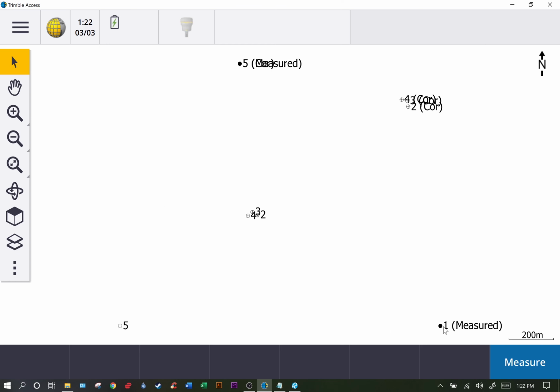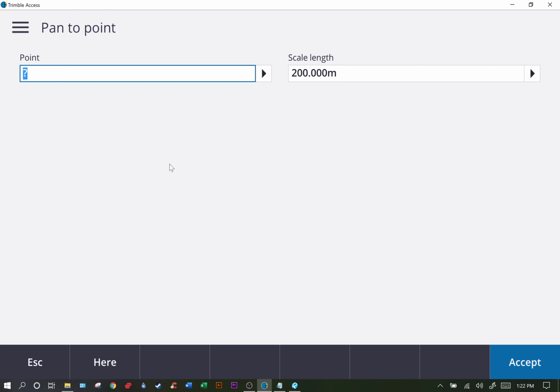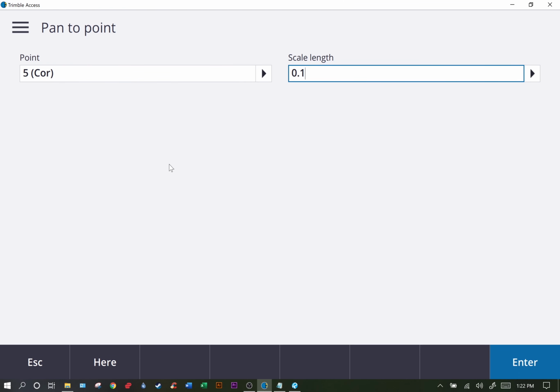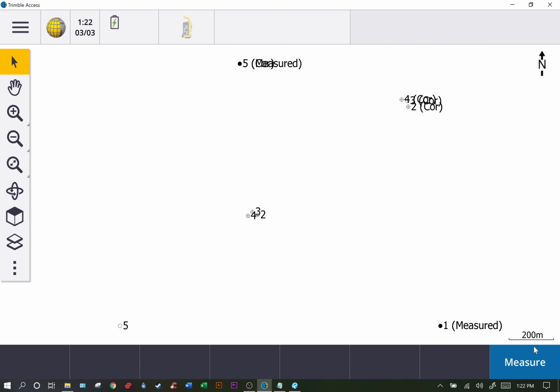As you can see, I have 1, 2, 3, 4, 5. This is what the original ones were, and then my corrected ones went all the way up north, I guess, and then back across. And as you can see, the 2 corrected and the measured are actually really close. So I'm just going to pan to point, 5 corrected, at a scale of 0.1 meters. Okay, so yeah, even at a scale of 0.02 meters, they're super close together.